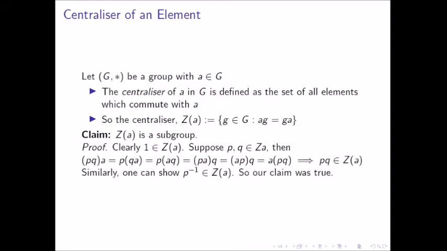Now we prove that this is a subgroup. Clearly 1 is an element of Z(a), as 1a is equal to a1. So suppose p and q are elements of the centralizer. Then look at this chain of equalities which says that pqa is indeed apq. So pq is also an element of Z(a). Similarly, one can show that p inverse is also an element of Z(a) if p is an element of Z(a). So indeed our claim was true and Z(a) is a subgroup.